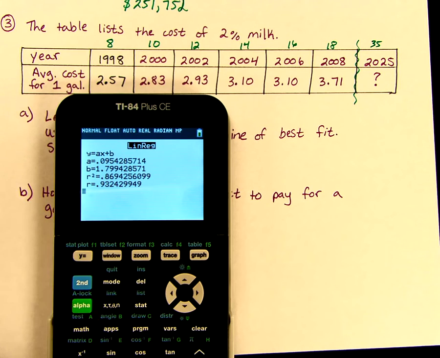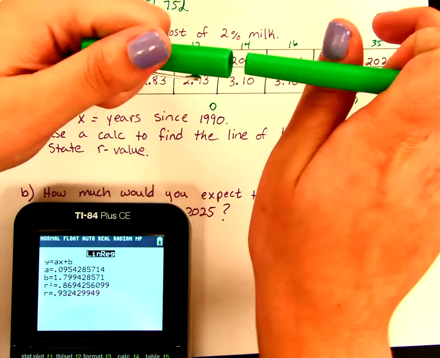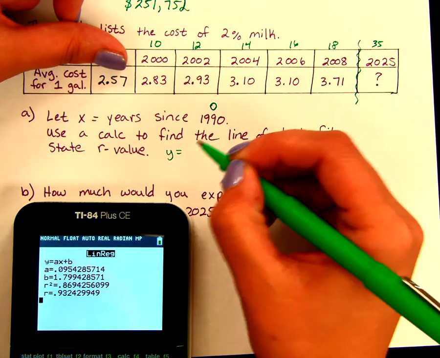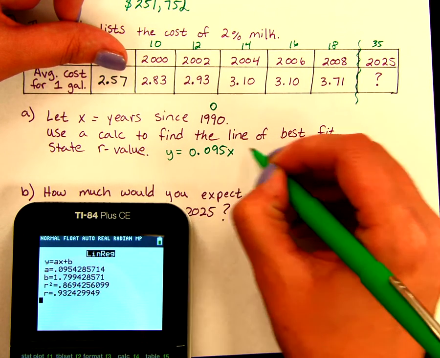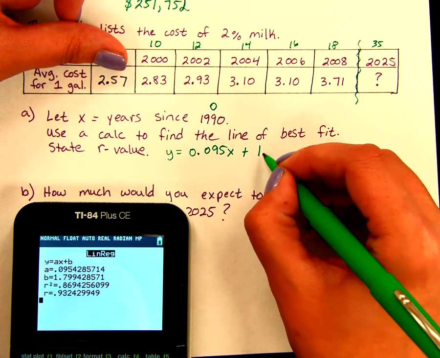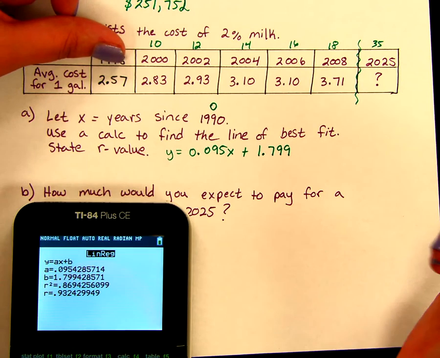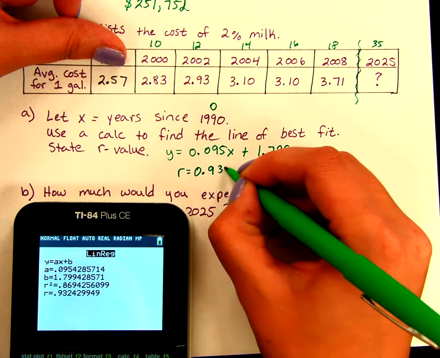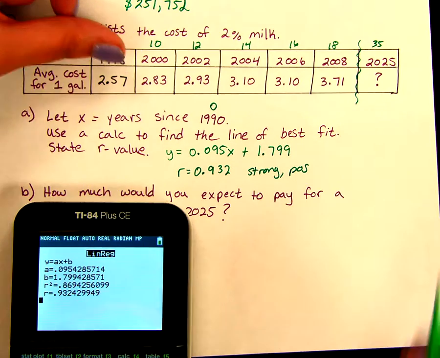All right, so looks like, okay, again, rounding to 3 decimal places, substituting it into that top equation. So y equals 0.095x plus 1.799. And then our r value is 0.932. So again, this is going to be a pretty strong positive correlation.